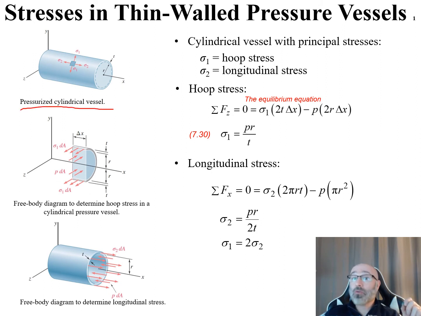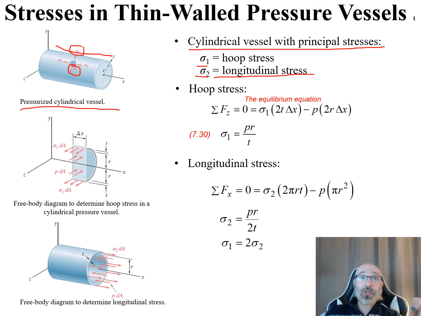Continuing on with our stresses in these thin-walled pressure vessels, now let's take a look at this pressurized cylindrical vessel over here on the left. Within this, we can break this down into sigma 1 and sigma 2, which are our hoop stress and our longitudinal stress, and deal with each one of these stresses separately. So this is a cylindrical vessel with our principal stresses. Our sigma 1 is the hoop stress, and our longitudinal stress going like this is our sigma 2. So let's take a look at our hoop stress, our sigma 1, first.